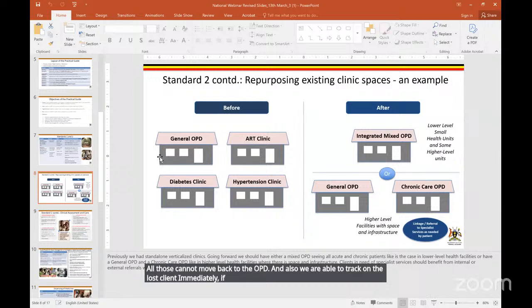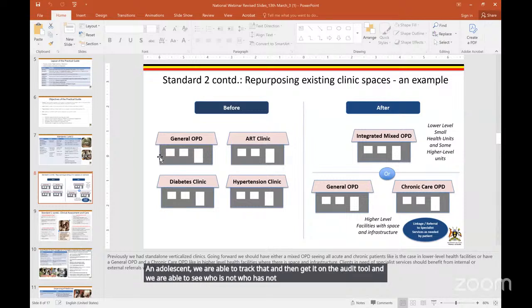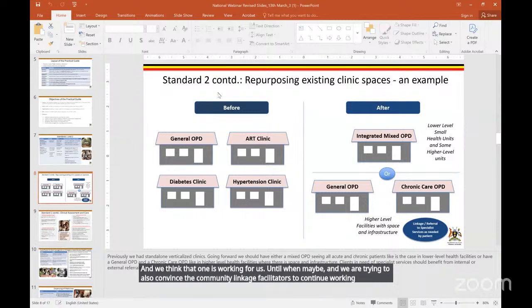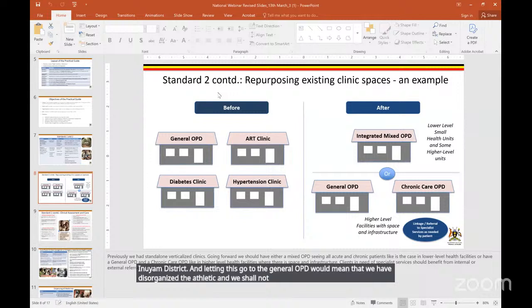We are also able to track lost clients. Immediately, if somebody is lost, we can go to the EMR and extract the audit tool for both the general clients, the PMTCT clients, and the children and adolescents. We are able to see who has not got any service. But all that cannot take place at the OPD because the OPD would be overcrowded. So we have maintained the ART clinic there with the staff we had assigned. We are also trying to convince the community linkage facilitators to continue working, because some of these ART clinics were being manned by the community linkage facilitators, who are our own people in Oyam District. Letting this go to the general OPD would mean we have disorganized the ART clinic and we shall not be able to keep proper records for our clients.